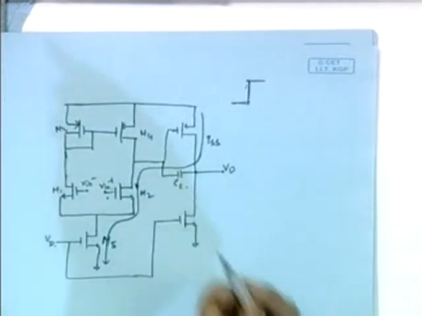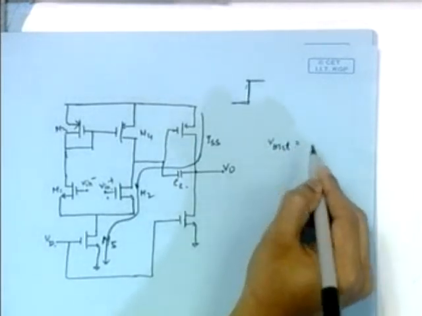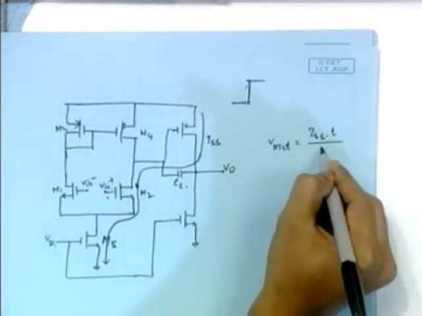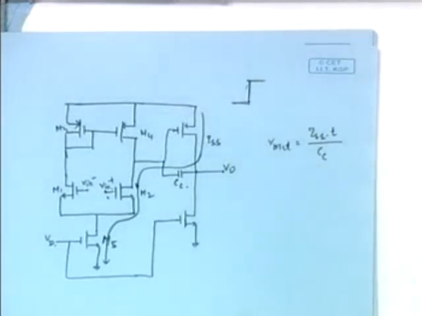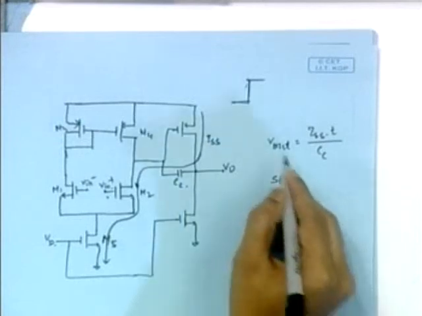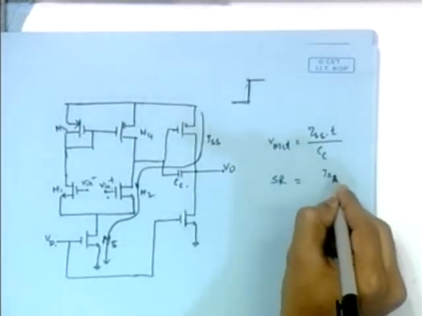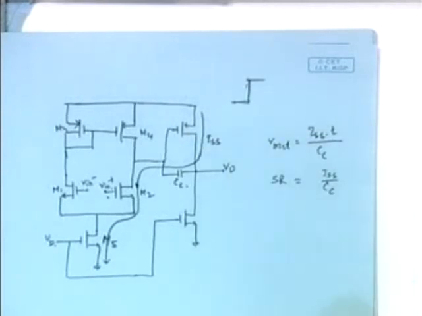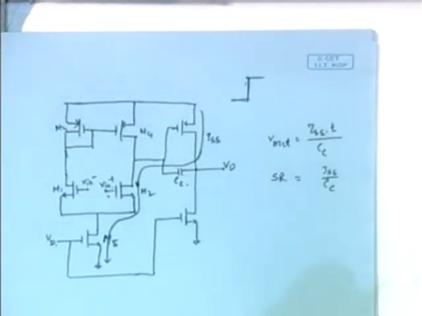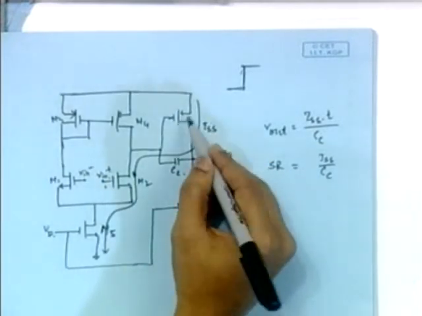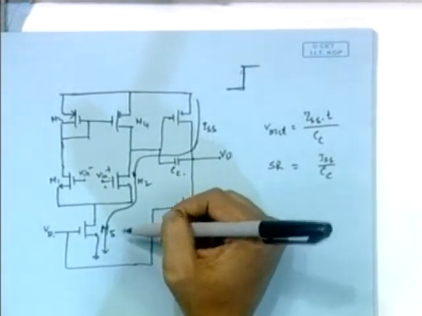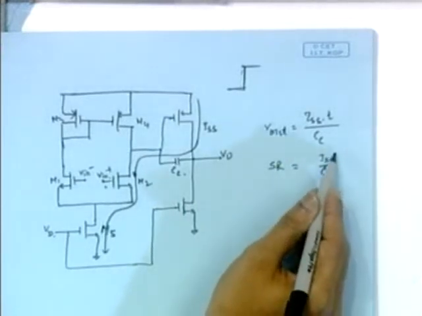So what is the value of the voltage across this CC? V out means ISS into t divided by CC. So what is the slew rate? Slew rate means dV out dt, that is basically ISS divided by CC. This also gives you an important parameter, the maximum current driving capability of the circuit, because this is the maximum current. So slew rate is defined as ISS by CC.